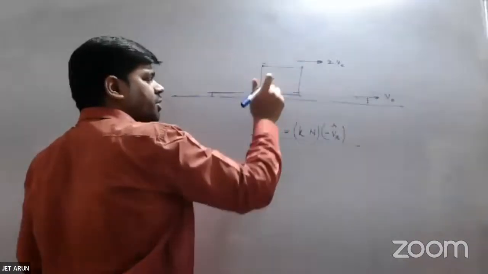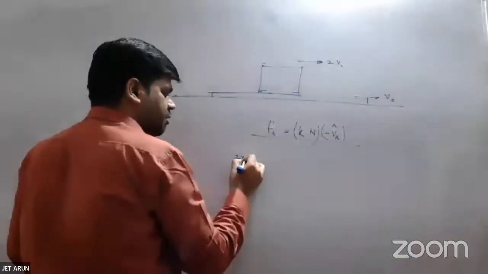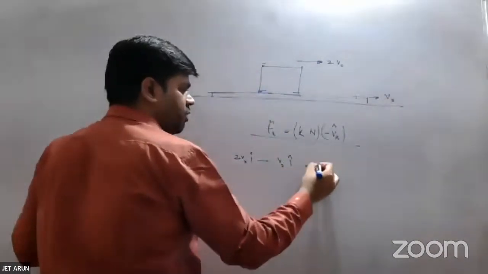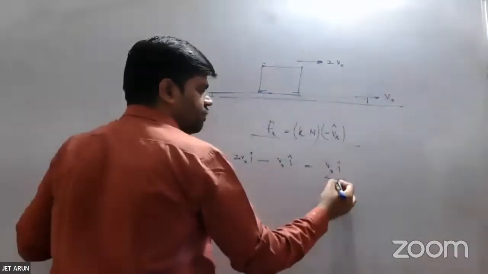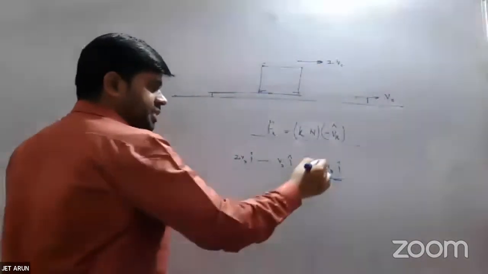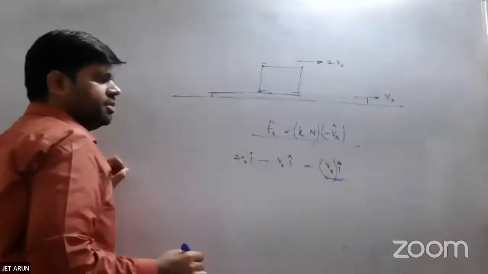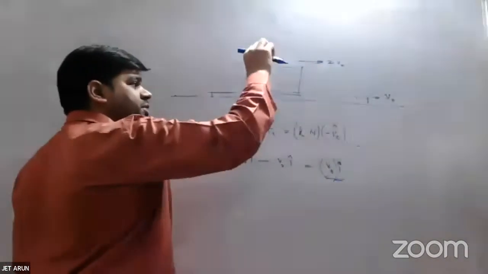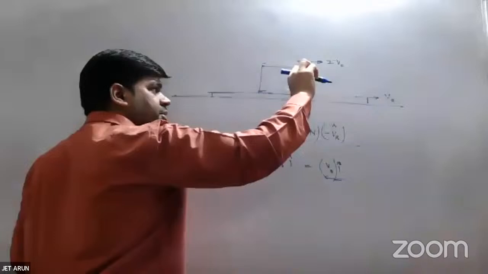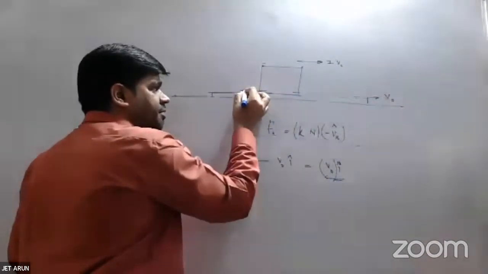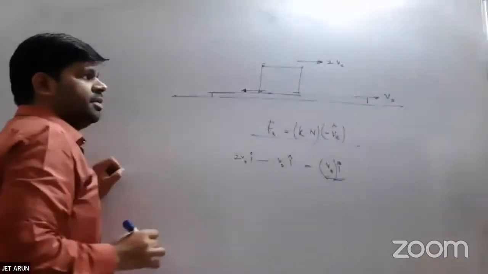So the velocity of the block is 2v naught towards the right, 2v naught i cap, minus the plank's v naught i cap, which is v naught i cap. So which is towards the right. It is independent of this magnitude. It only depends on the direction in which the relative velocity is acting. So the relative velocity of the block with respect to the plank is towards the right. Friction will be towards the left. Simple.